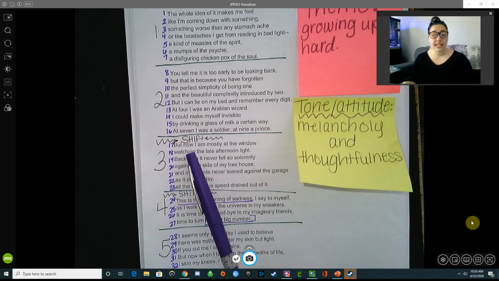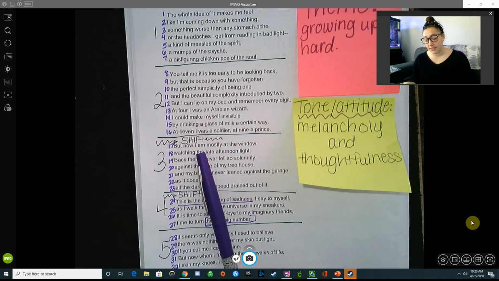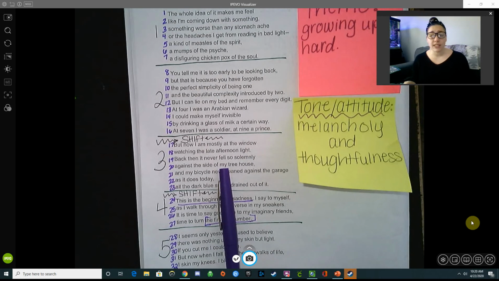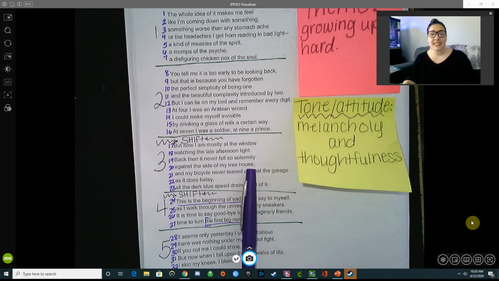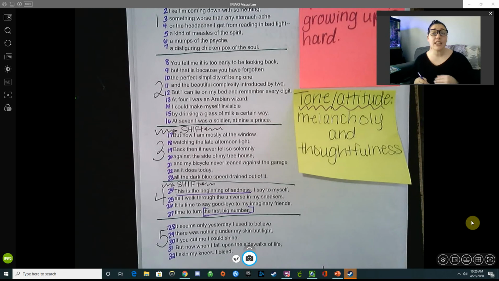stanza 3, and he's describing what his life was like now compared to before, when he was 10. So this is a big shift. Now he's mostly just staring at the afternoon light that looks different. It fell solemnly now. So it didn't fall the same as when it did before he turned 10. And then also his bicycle leans differently. So it didn't lean against the garage as it did before. So he's comparing how it was before turning 10 to how it feels now as he is turning 10.